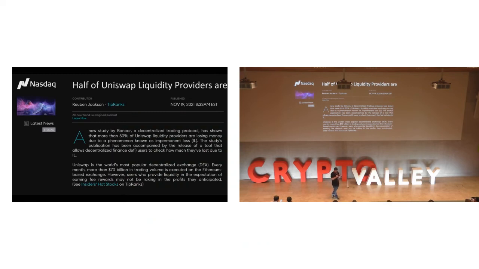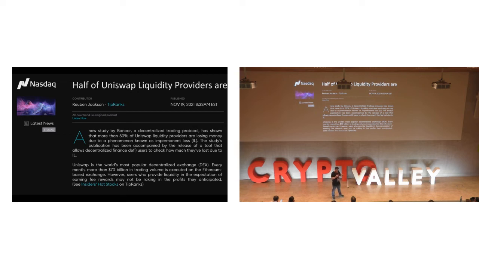What I did was study the protocol Uniswap version 3. I'm sorry that some of the text seems to have been cut off there, but this says half of Uniswap liquidity providers are losing money. My research team and I spent a lot of time going through every single transaction on Uniswap v3 late last year, every single liquidity provider position, and we wrote a research paper and published it on arXiv that was immediately picked up by NASDAQ and published on their website that shows that this concentrated liquidity idea is actually losing money.